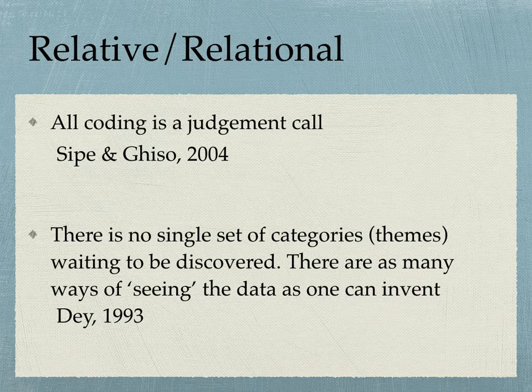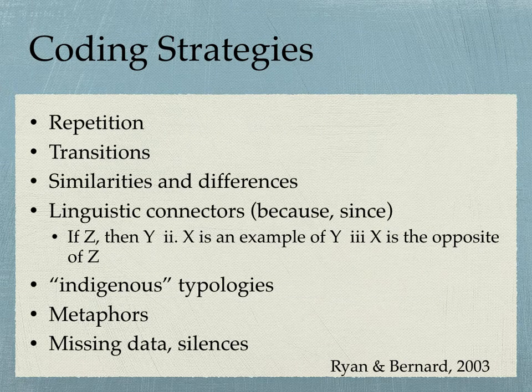So coding is a judgment call, and there's no single set of right codes or themes or categories that are sort of waiting to be discovered. There are many ways of seeing the data. So how do you go about doing it, given all of this?